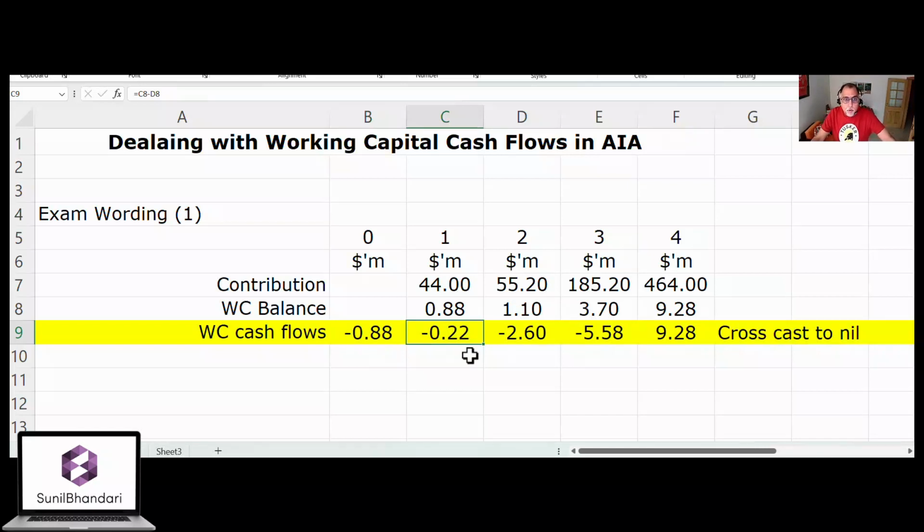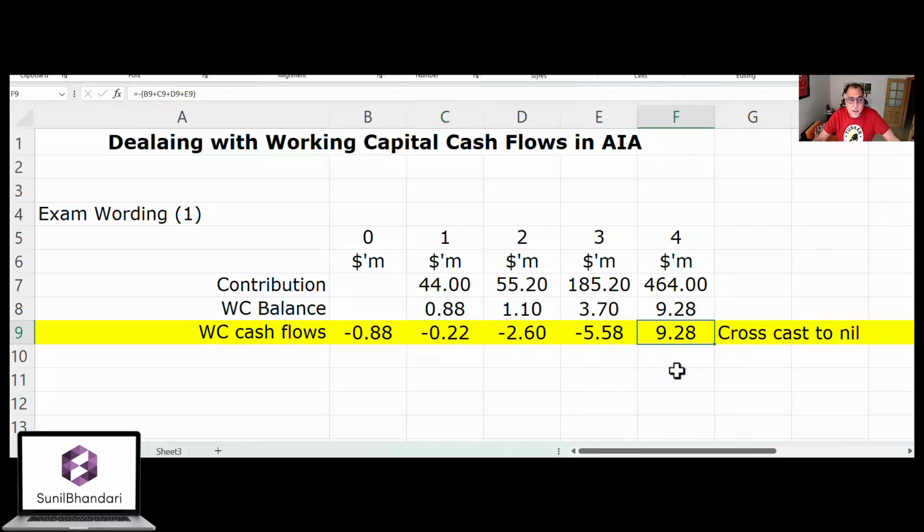But the golden rule is this row that you're going to put onto the project appraisal line, it must always cross cast to nil. Open the bank account, adjust it each year, close it. It must cross cast to nil. There, cross cast to nil.